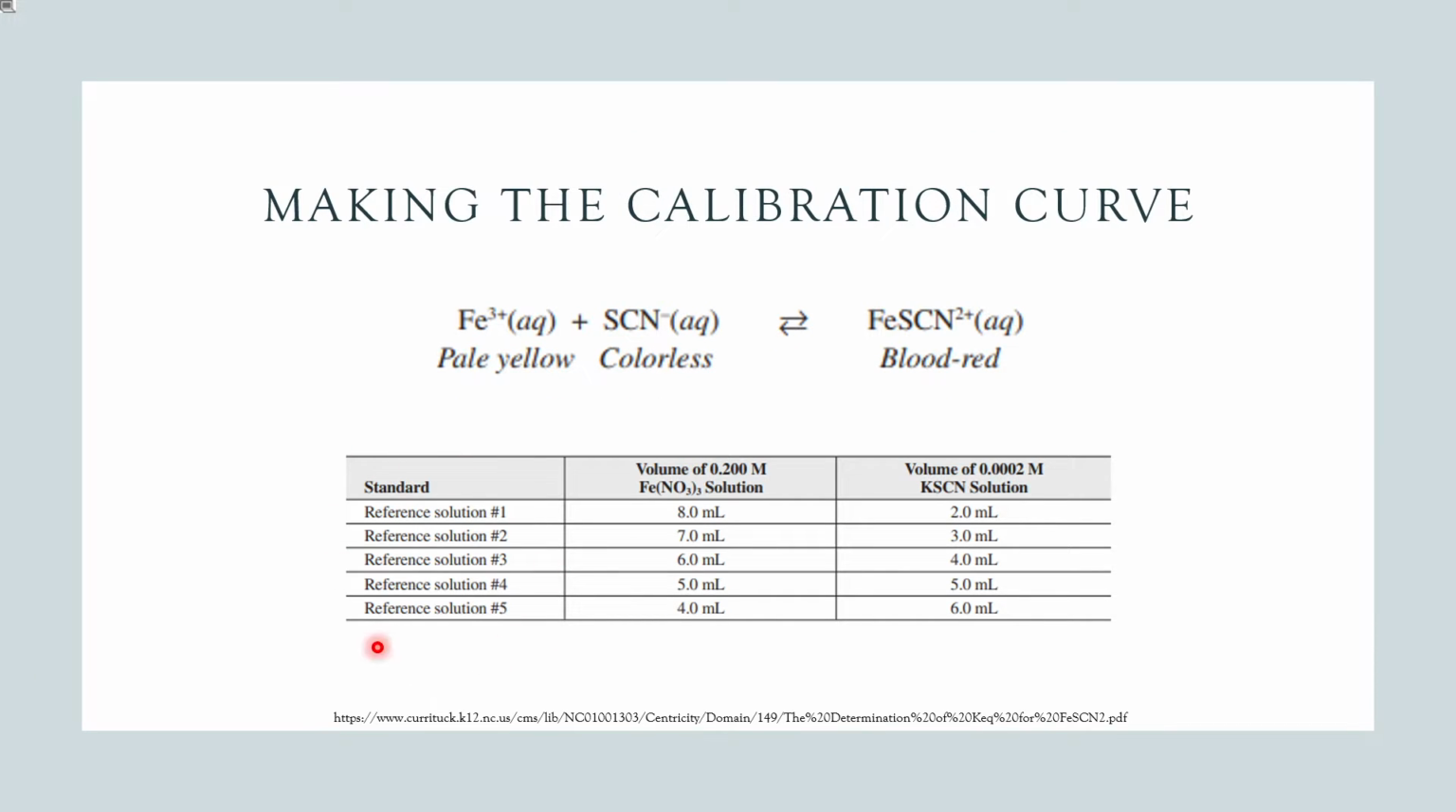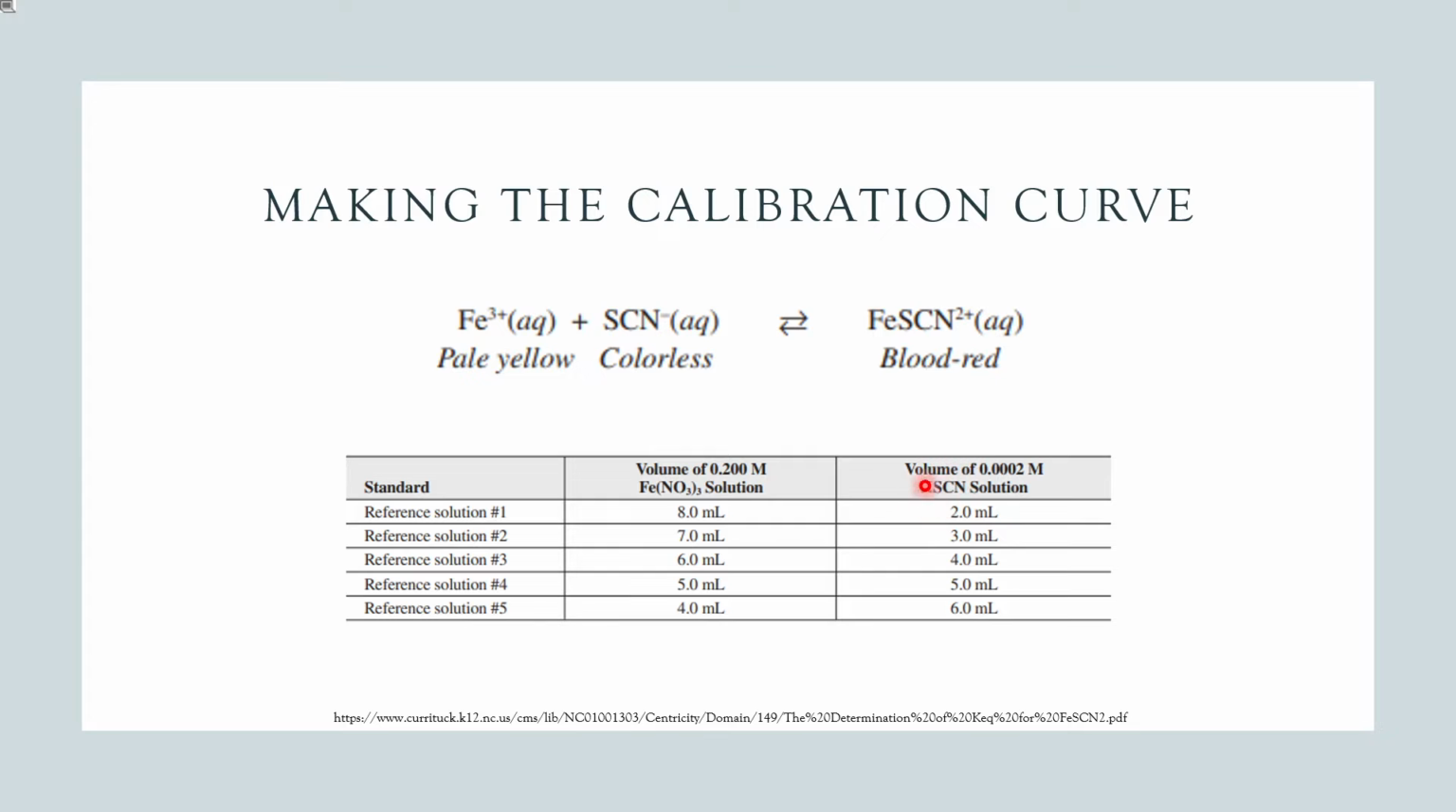So what we need to do first is make 5 reference solutions. These solutions are going to have set known concentrations and will be used to make our calibration curve. So in each of these, we put in different volumes of iron nitrate solution, iron 3 nitrate in particular, and potassium thiocyanate solution. Something to note is that the concentration of the iron nitrate is significantly larger than the potassium thiocyanate solution. Reason being that if we add a whole lot of iron nitrate to potassium thiocyanate, regardless of the ratios of volumes that we have here, we're expecting to see an extremely large excess of iron nitrate.